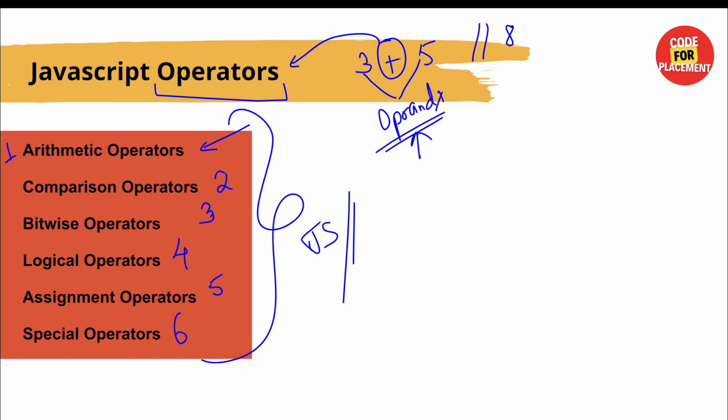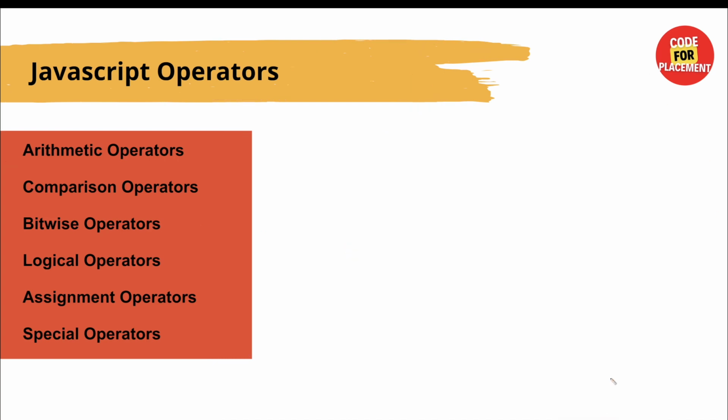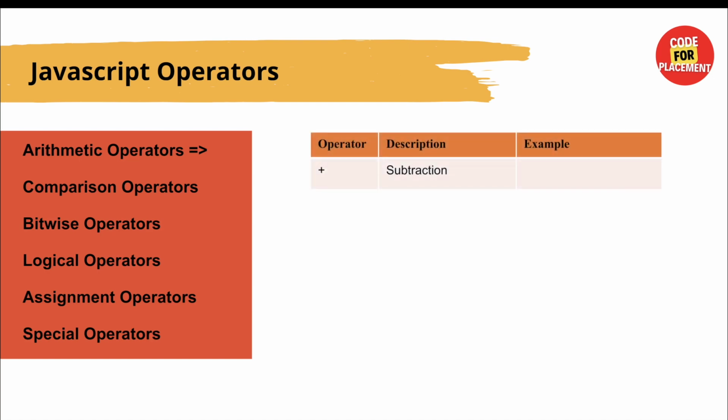So let's understand what arithmetic operators give us first of all. When we talk about arithmetic operators, first is subtraction. This is the symbol for subtraction. If I want to subtract 9 minus 5, this will give me 4. This is direct subtraction. Then I have addition. 5 plus 3 gives 8.